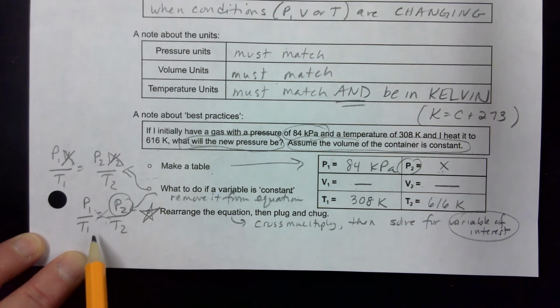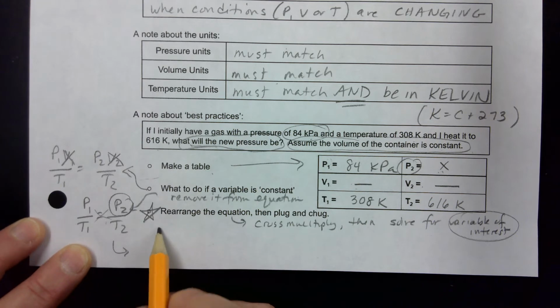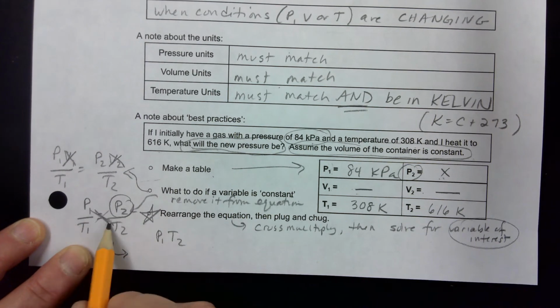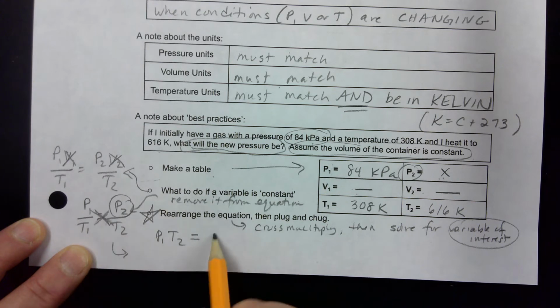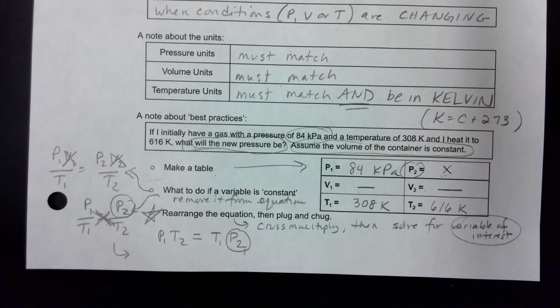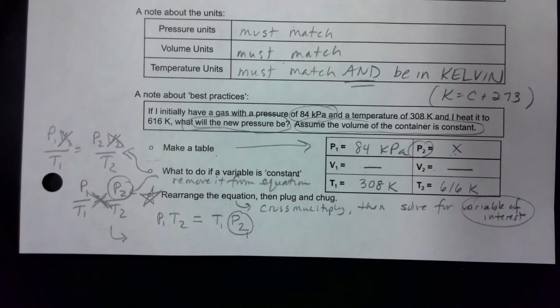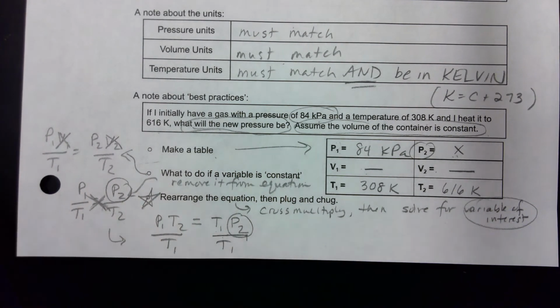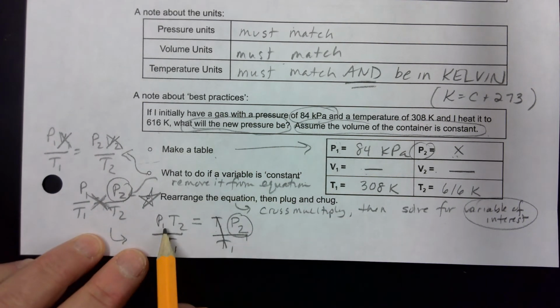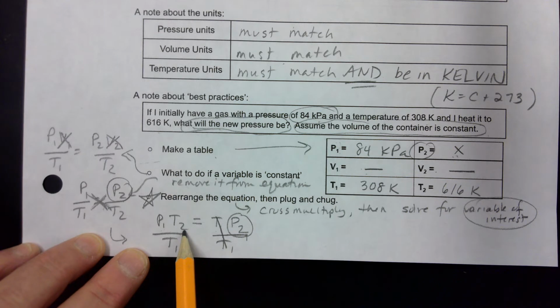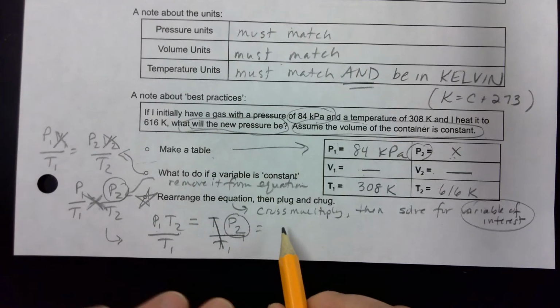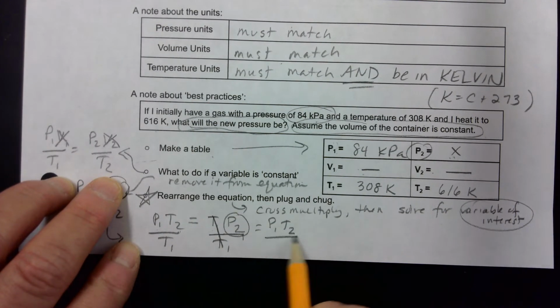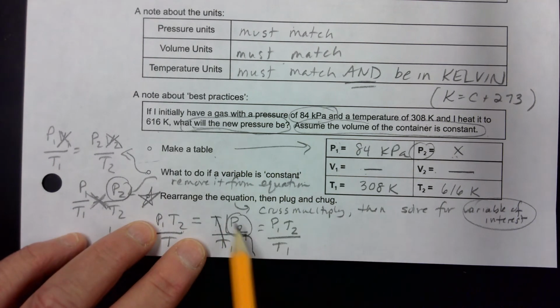And when I cross multiply, the first thing that happens is I get P1 times T2, right here, equals T1 times P2. Okay. I'm still going to circle P2 because I have not gotten it all by itself. So that's the next step. To get P2 all by itself, I have to divide both sides of the equation by T1. So P2 is now equal to P1 times T2 over T1. Okay, so P2, I'm going to rewrite it here for convenience. So P1, T2 over T1. So that's the equation I'm going to use.